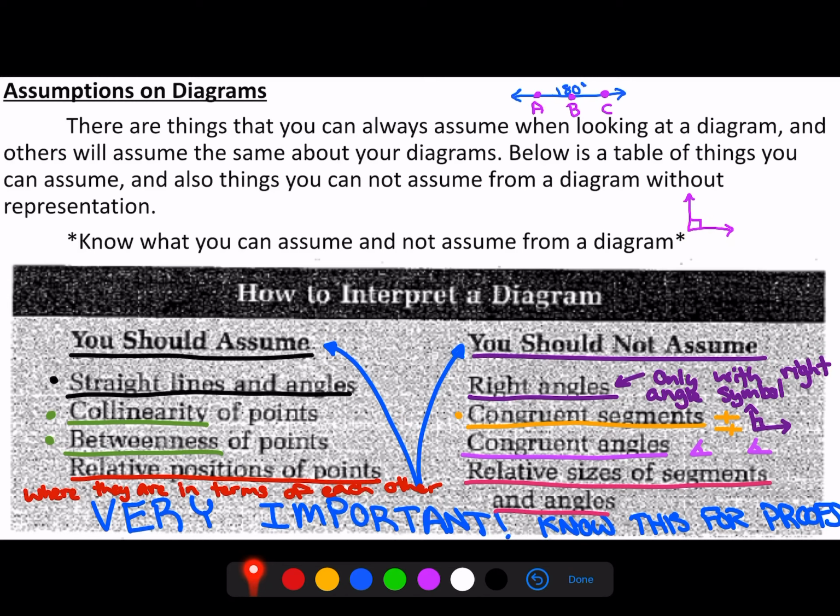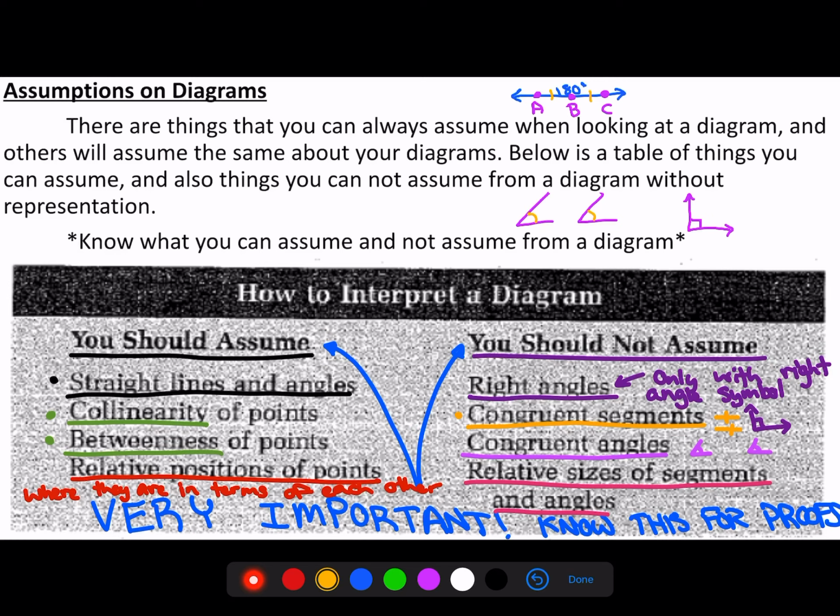Congruent segments. I can assume congruent segments as long as they are shown as tick marks. If they look to be about the same, such as AB and BC here, I cannot assume that those are congruent unless they actually have the congruency marks here. If they have that, then they're good to go. The same thing can be said with angles. If I have 2 angles that look the same, then I cannot assume that those are the same unless I see congruency symbols. So congruency symbols are key for me to assume that segments or angles are congruent.